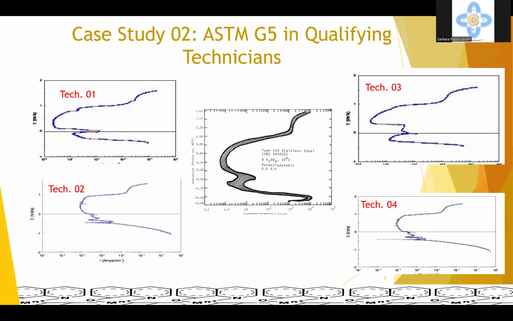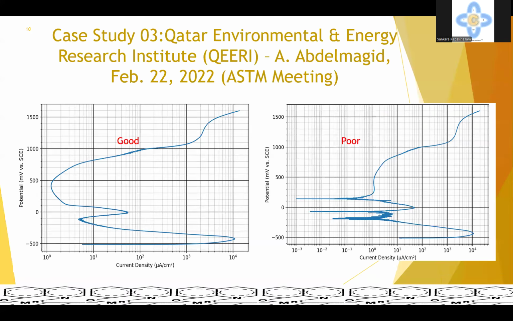This is not unique to one sophisticated laboratory such as Canmet. This is another example, from Qatar. Mr. Abdul Bad made this presentation in one of the ASTM meetings. They also do the same practice. Again, this particular research institute is heavily involved in corrosion testing for oil and gas. For them, the technician should produce this curve. If they produce curves like this, the technician is not qualified. Not only the technician, but also the instruments.